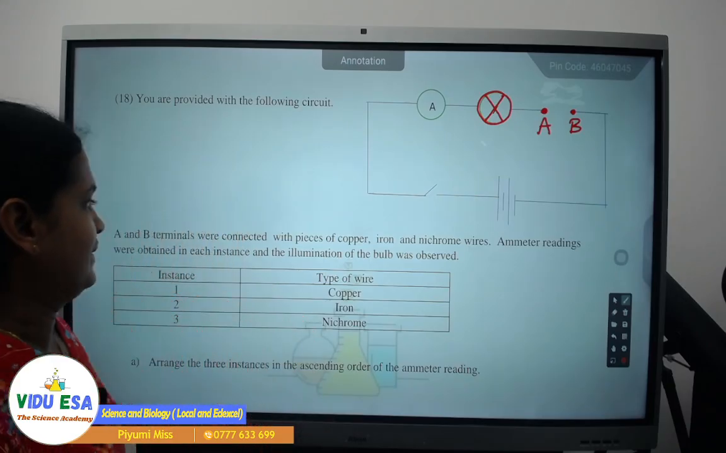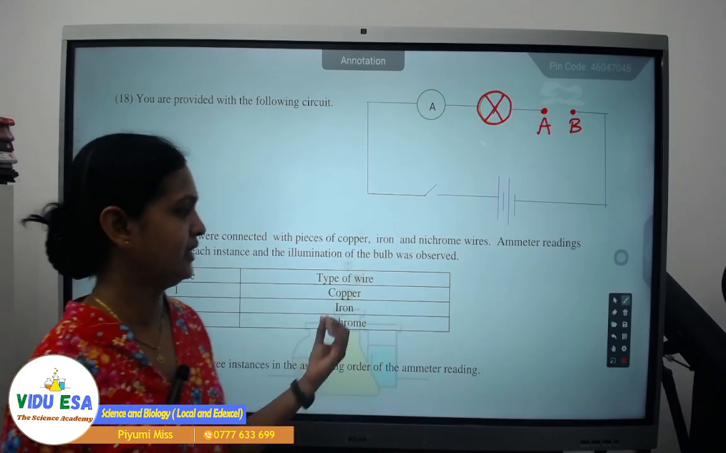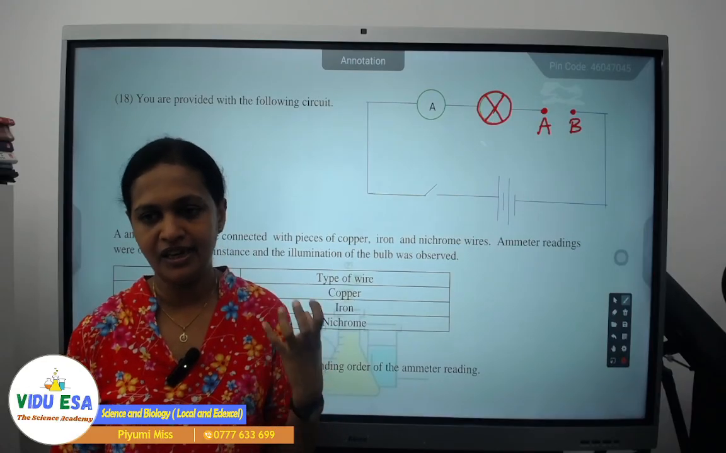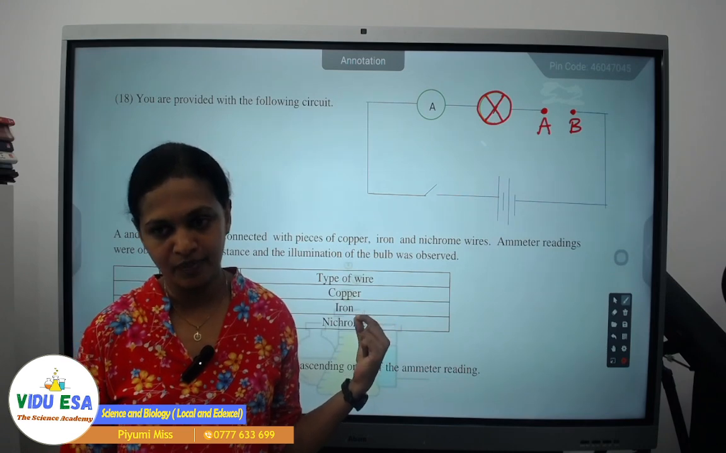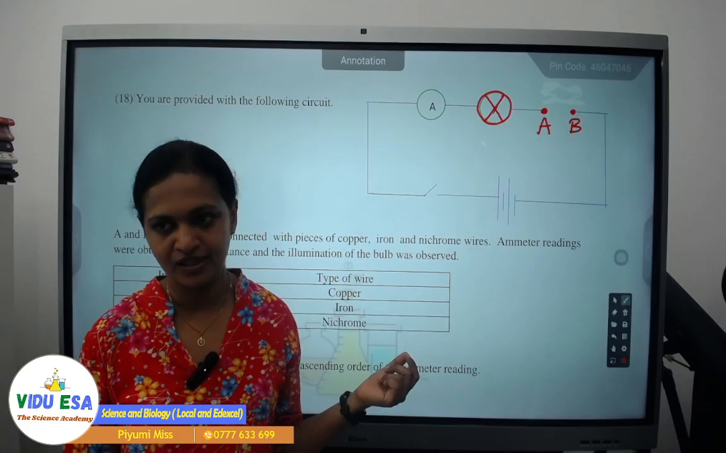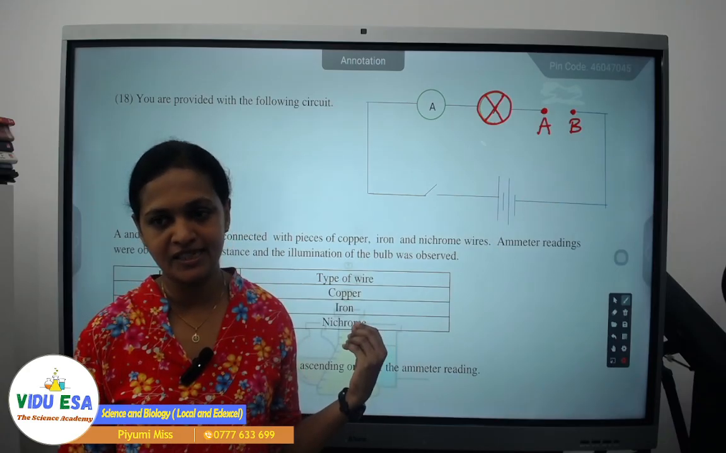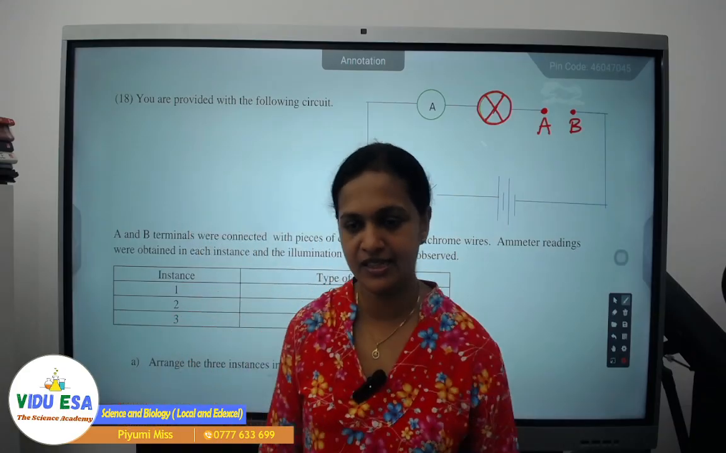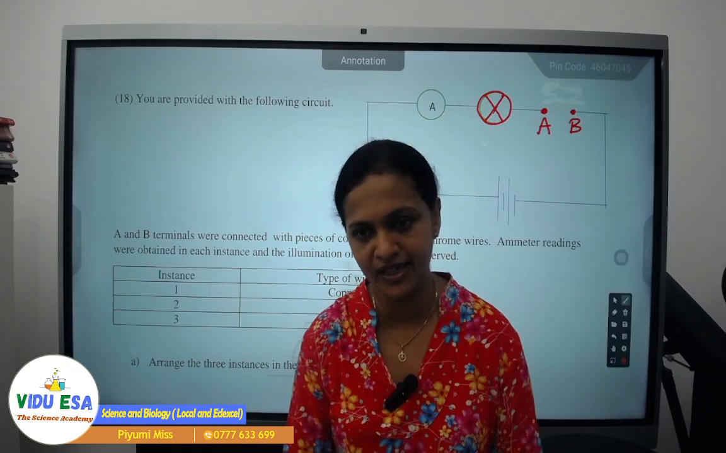Okay, now arrange the three instances in the ascending order of the ammeter reading. Remember, the conducting wires that you have at home are made out of copper, right? Because copper is a good conductor in which the resistance is low. That is what we are going to discuss next. Resistance. Resistance is the obstacle for the flow of an electric current.